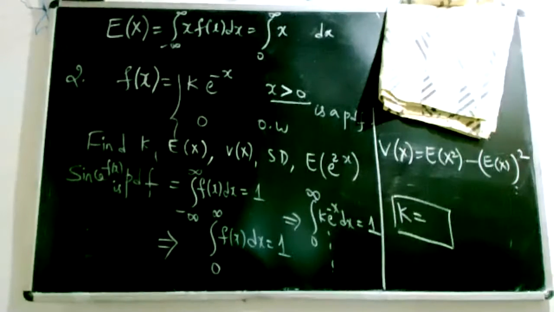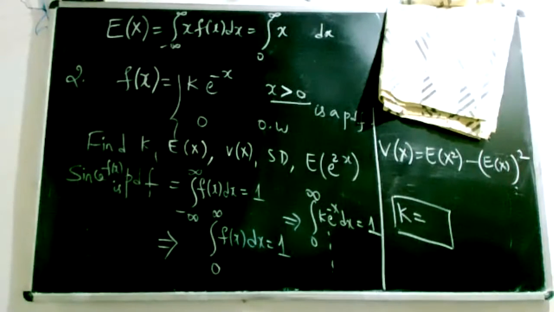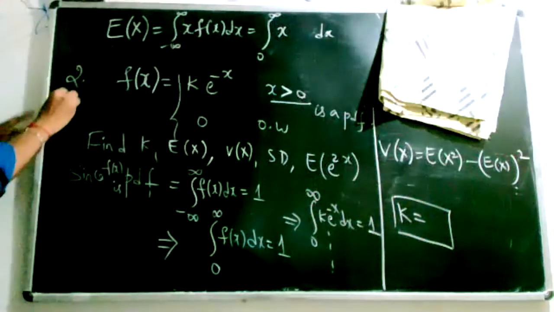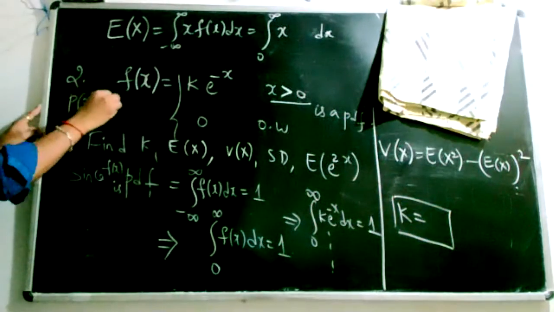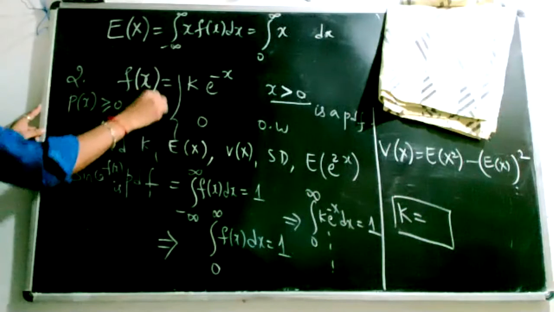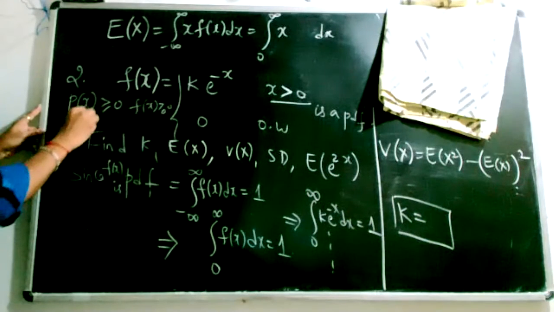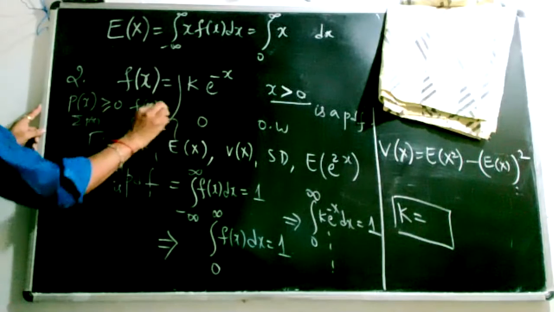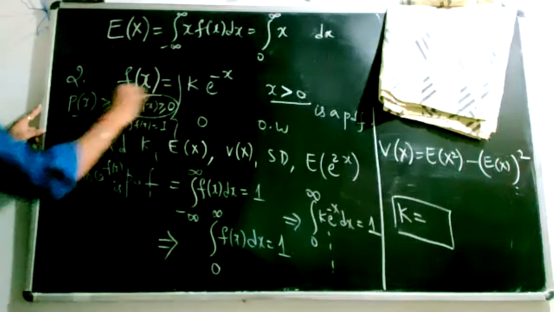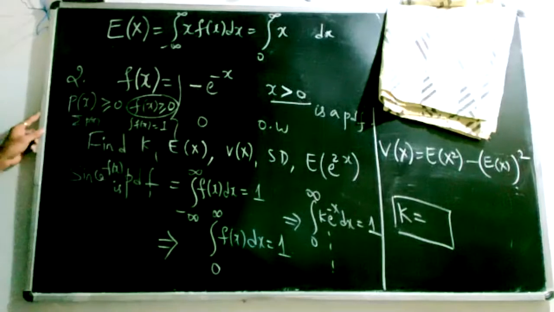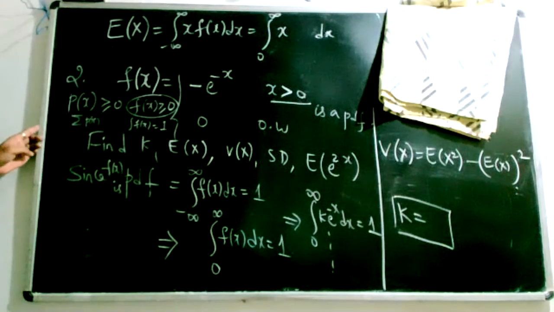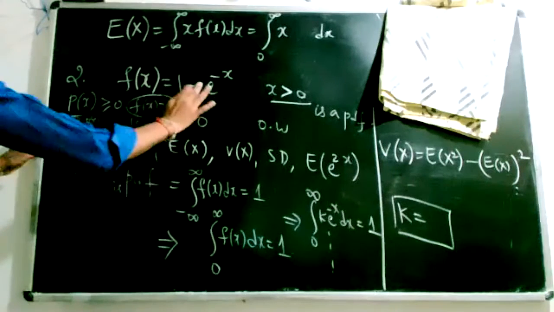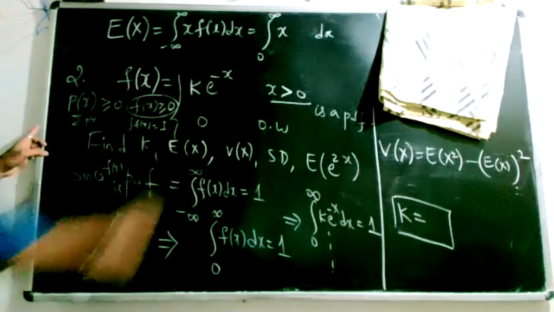Minus e power minus x, which violates the very first rule that f of x must be greater than or equal to 0. Any probability function such that p of x is greater than 0 or f of x greater than 0, summation px equals 1, integration f of x equals 1, only they are called as PDF. So if you're getting k equals -1, then your function is minus e power minus x, which is a negative function. So this cannot be taken as PDF at all. So k equals -1 is not possible.